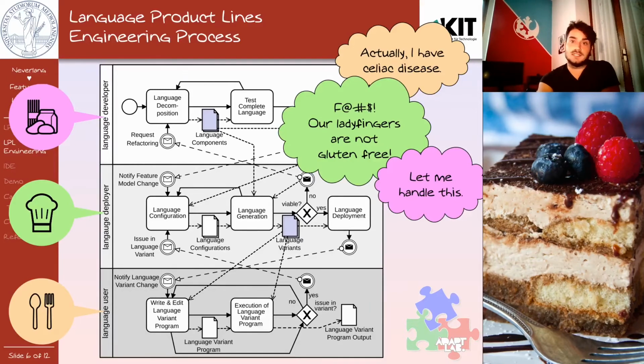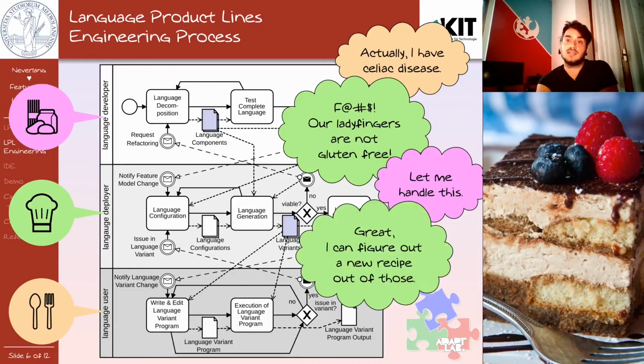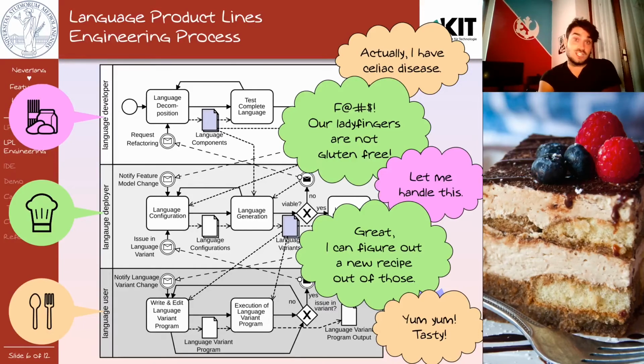Next, we have the deployer again, that since the language component has been added and the feature model updated, can now create a new recipe, so a new language variant that implements the requested behavior, and now the language user can just pick this new language variant and taste it. Okay, where's the problem then?